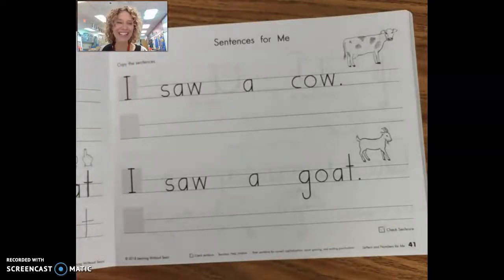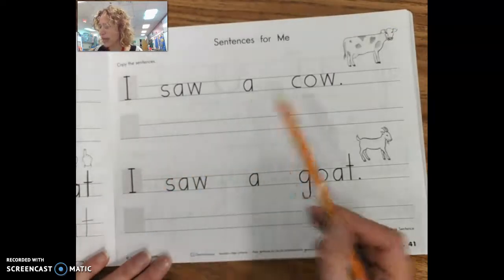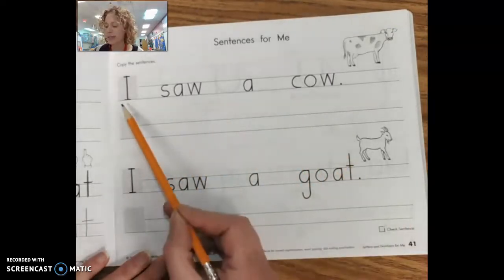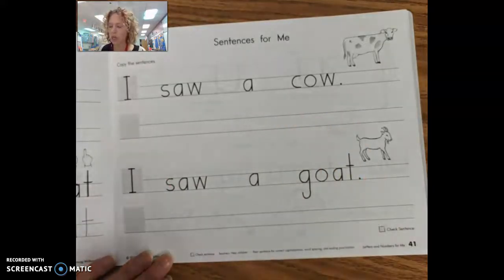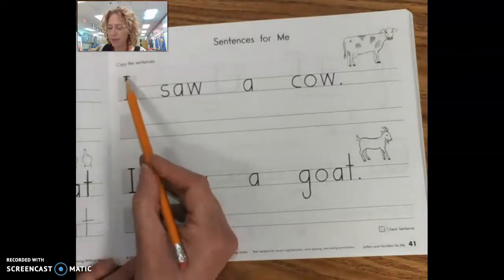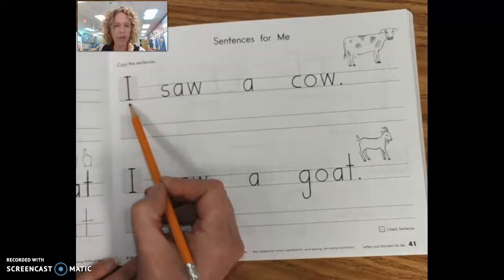We are writing sentences. So when we are copying our sentences, we have to make sure that we follow certain rules. So let's take a look at this first sentence. I saw a cow. So the sentence is, I saw a cow. Now when we write sentences, we always start with a big capital letter. Did you see that? So it's always going to be tall. I. It's not a lowercase I, it's a capital.